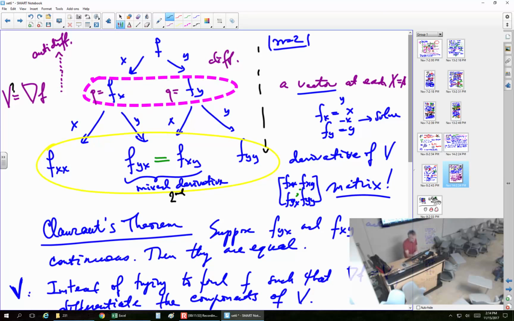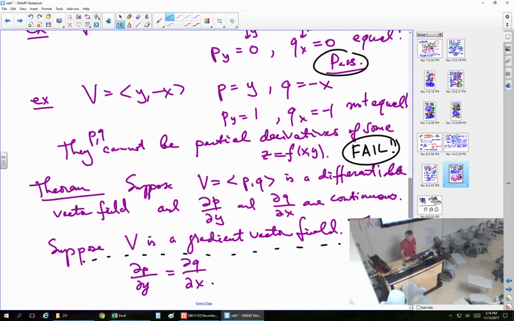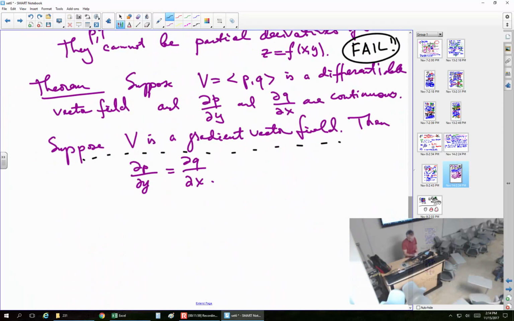Let me plot the part of that theorem that is relevant here. We're starting with P and Q. We can differentiate this one with respect to y, and this one with respect to x. And then, are they equal?